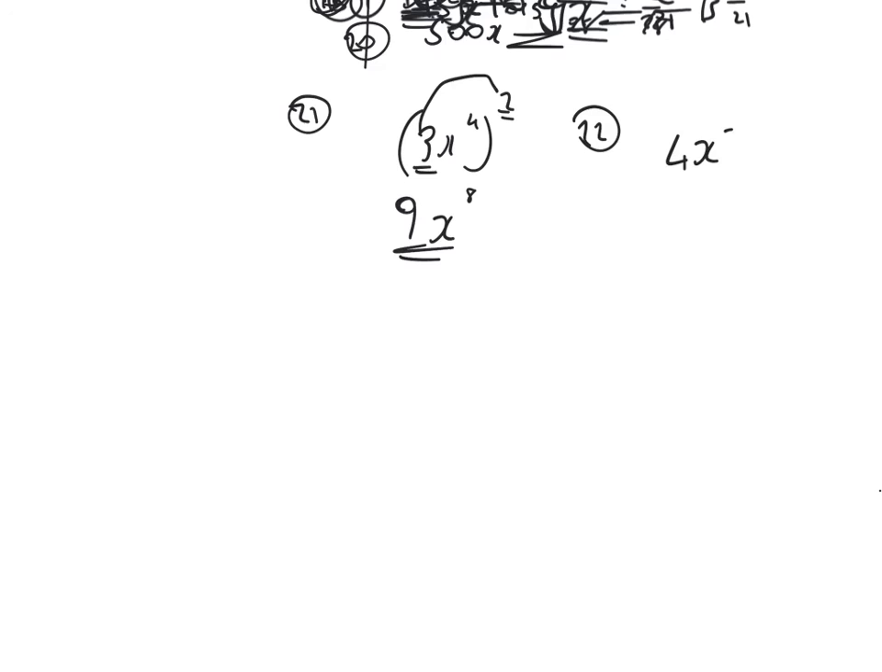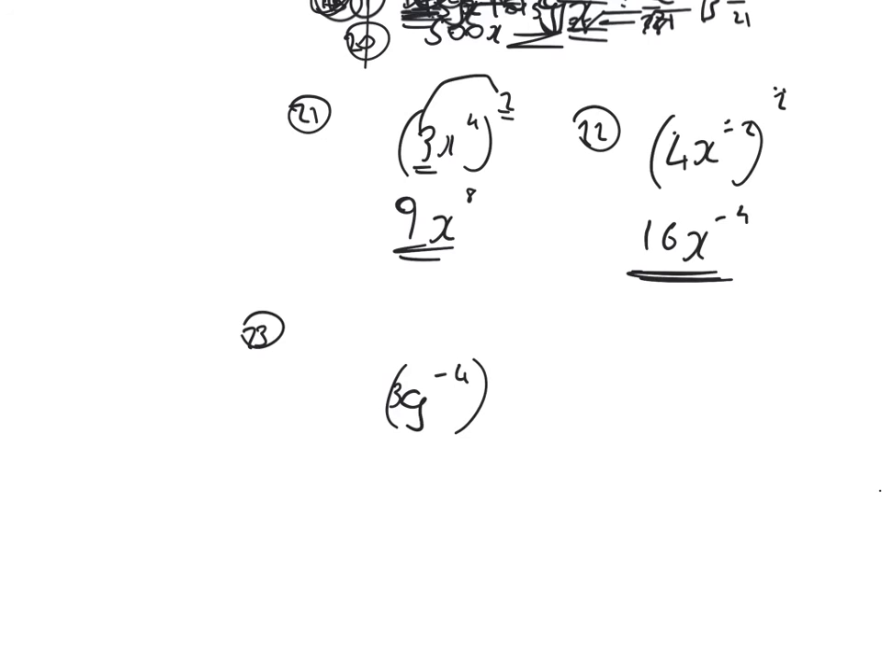Okay, 4x to the minus 2 brought to the power 2. Multiply the powers together because that's rule 3 to give the x to the minus 4, and then 4 squared. Well, 4 squared isn't 8 because squaring something isn't multiplying it by 2, it's multiplying it by itself. That's 16. Example 23. G to the minus 4, or rather 3g to the minus 4 squared. Multiply the powers, g to the minus 8, and then 3 squared is 9, 9g to the minus 8.